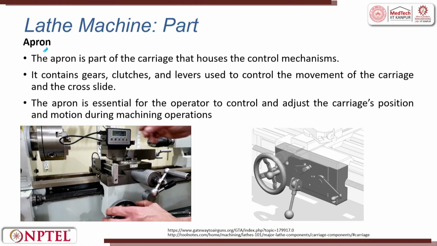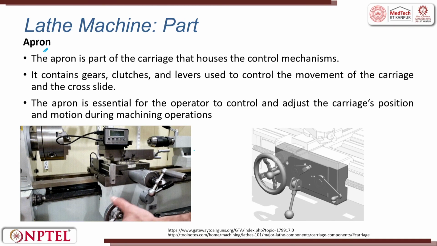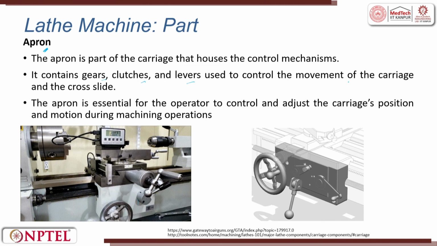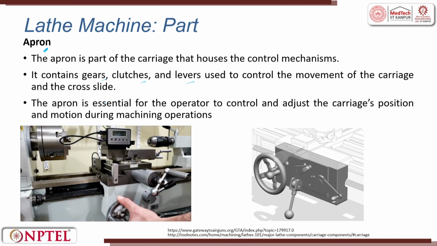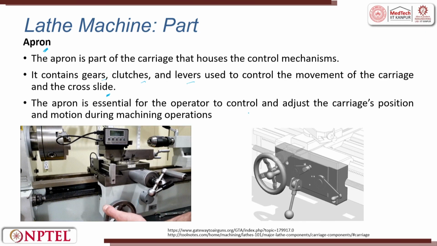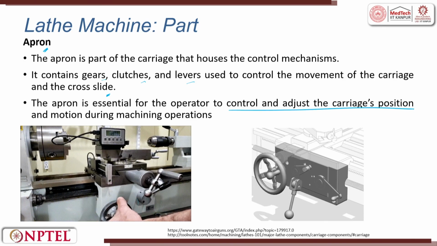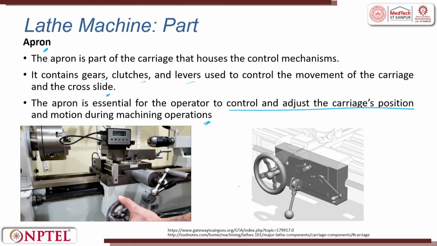Apron. Apron is a part of the carriage that houses the control mechanism. It contains gears, clutches and levers which are used for movement of the carriage and the slide automatically. The apron is essential for the operator to control and adjust the carriage position and motion during the machining operation. So, this is apron.